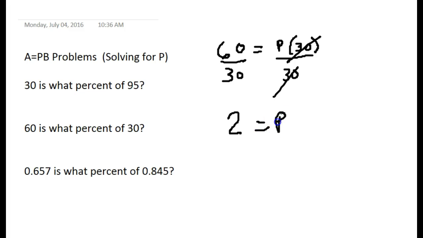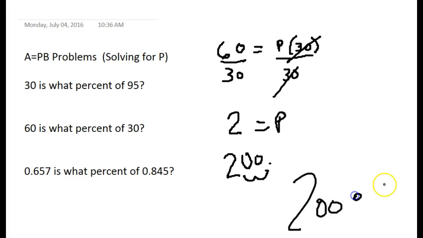But remember, we're asking for percentage. And 2, I've still got to convert that to a percentage. So there's the 2. There's my decimal. I've got to move it 2 places to the right. So I need to insert 2 zeros. I made a smiley face. So my answer is 200%. Think about it. 60 is 200% of 30 because I have to multiply 30 times 2 to get 60.